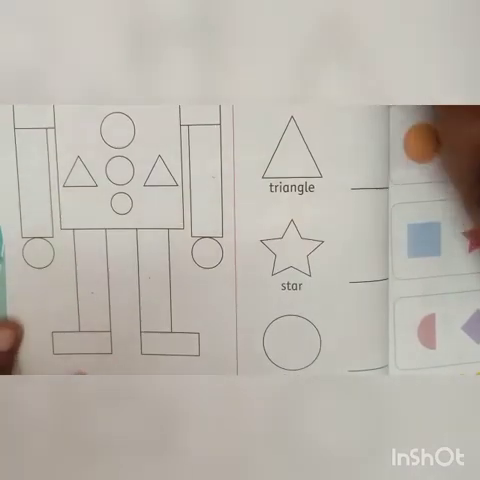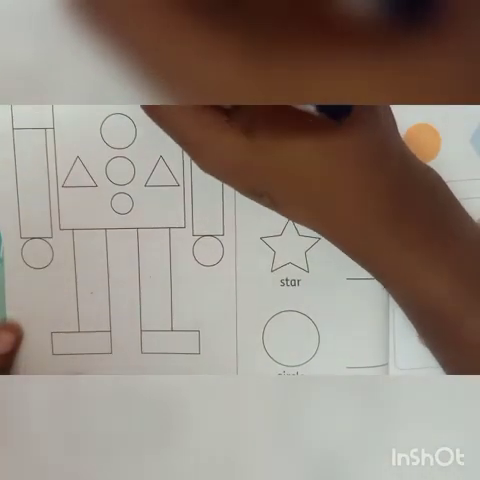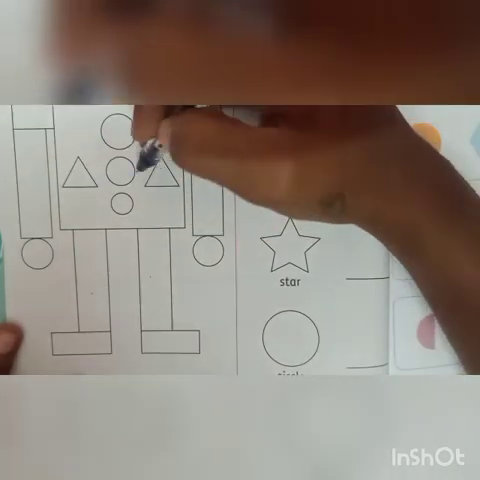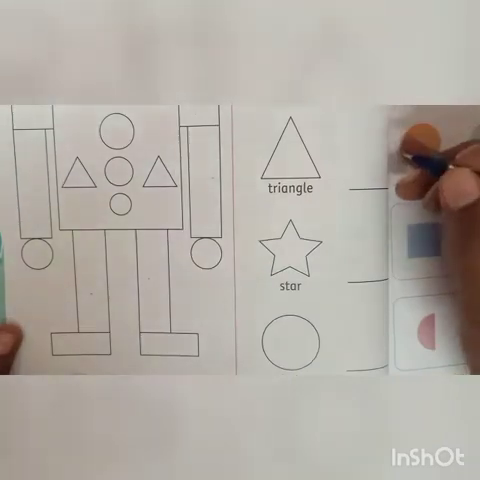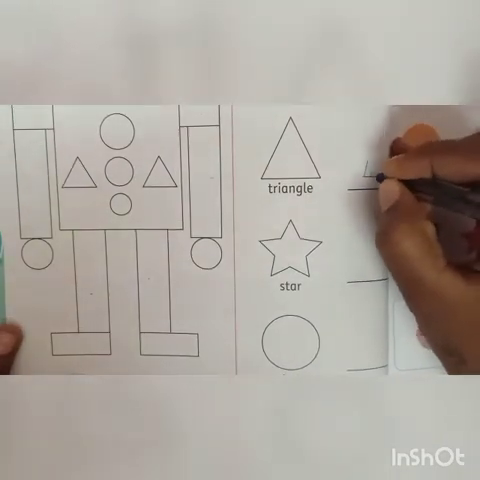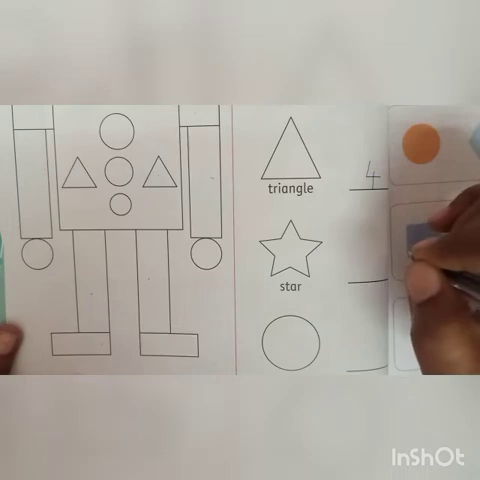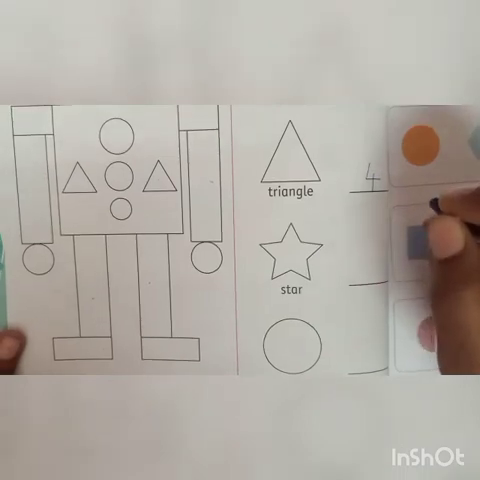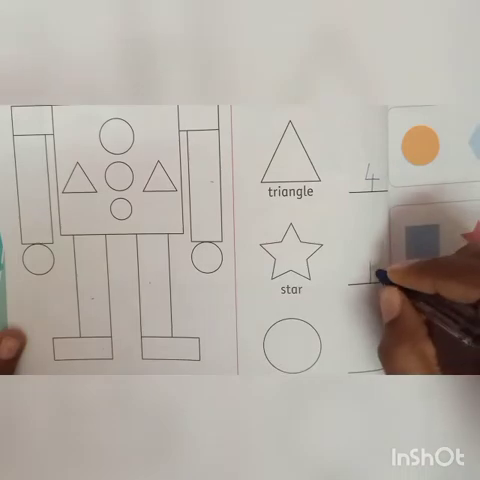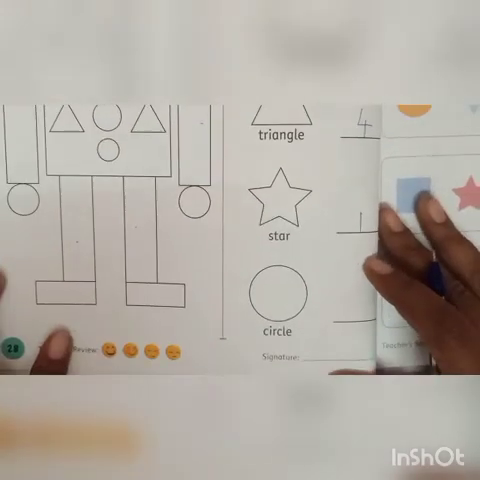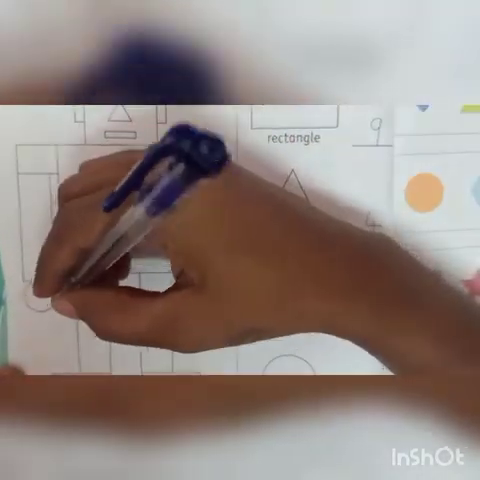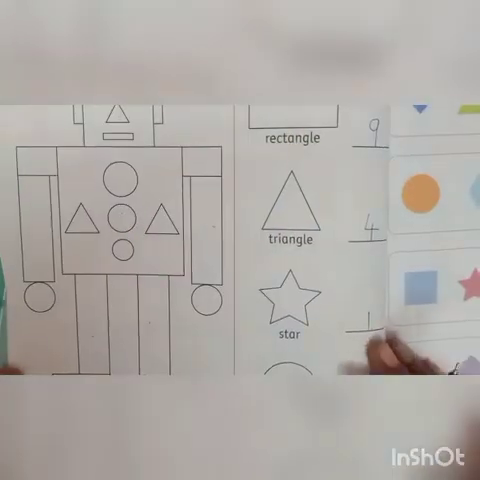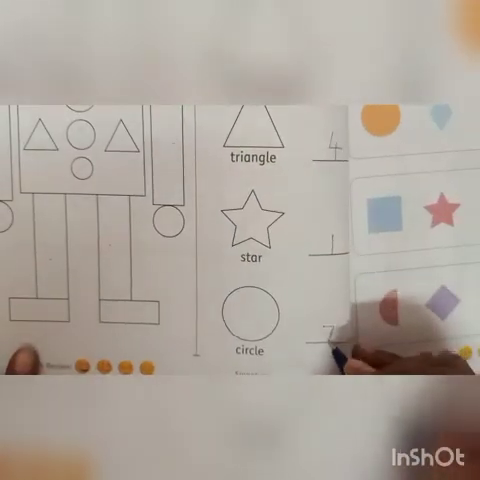Now we'll count how many triangle shapes are here. 1, 2, 3, 4. There are only 4 triangle shapes. So write number 4. Now we'll count how many star shape is here. There is only 1 star. So write number 1. Now we'll count how many circle shape is here. 1, 2, 3, 4, 5, 6, 7. So write number 7. Then you have to color.